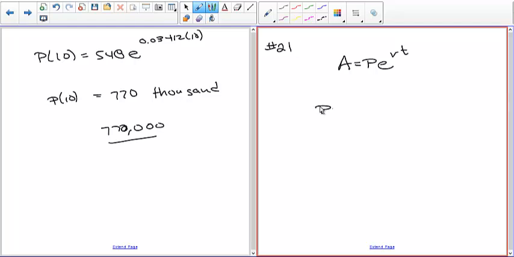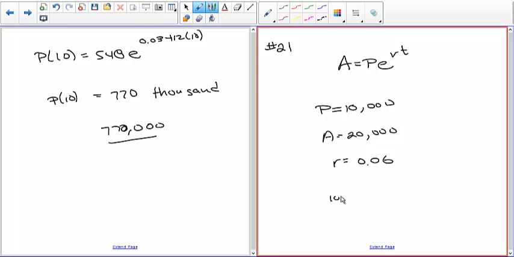So, the principal is $10,000. The amount is $20,000. R is 6%. I was demonstrating, it says 5% equals 0.05. That's just so that you know you need to use the decimal equivalent.